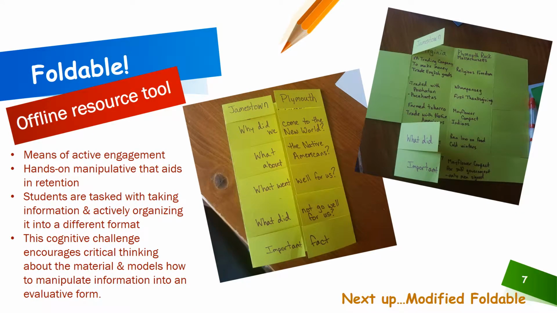Here are some pictures of the foldable that I created for this lesson. Notice that it is very simple, but I believe that it's effective in showing the similarities and differences between Jamestown and Plymouth. It is a hands-on, active engagement tool. Keeps the kids involved in the lesson as the flip chart is being presented. I think that it will aid in retention, and the students are tasked with taking information and actively organizing it into a different format. I believe this challenge encourages critical thinking about the material and models how to manipulate information into a form that's easier to evaluate.